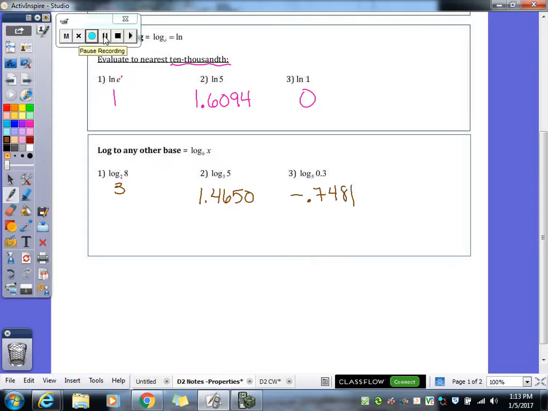Now, other options you have: there are also online calculators. You can just go to Google and type in online graphing calculator. A lot of them can do this function also if you don't have one at home. Or you're always welcome to borrow them after school. They just can't go home with you.